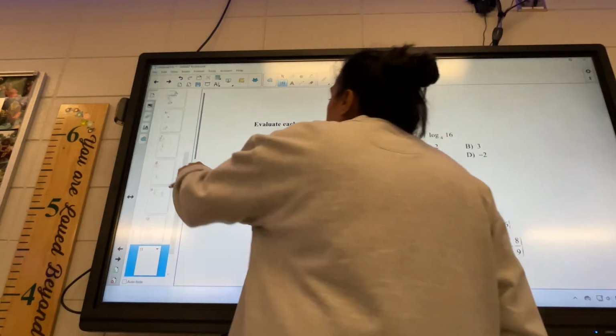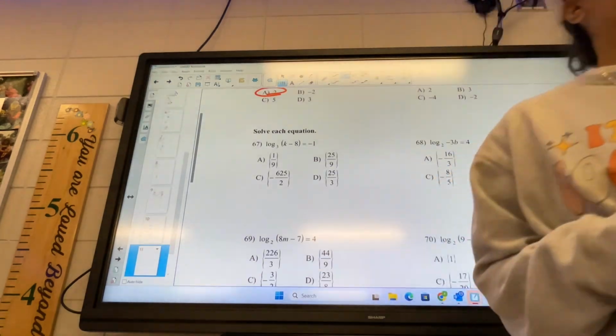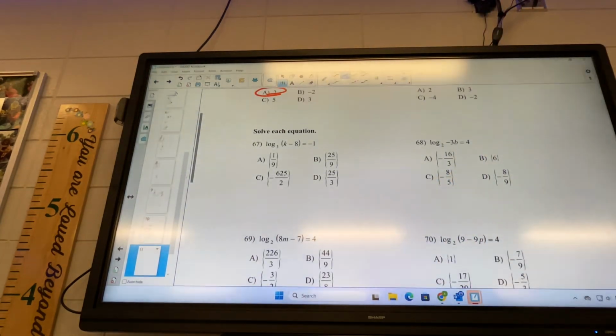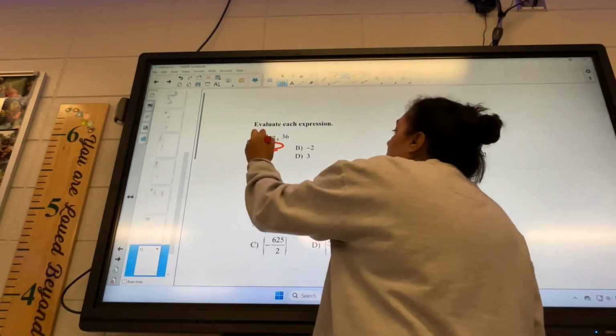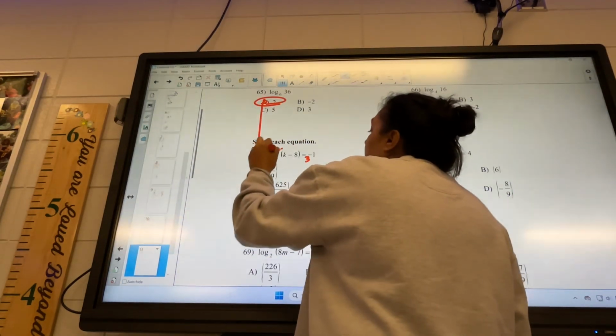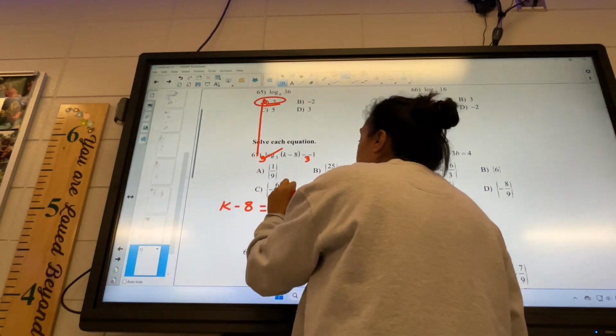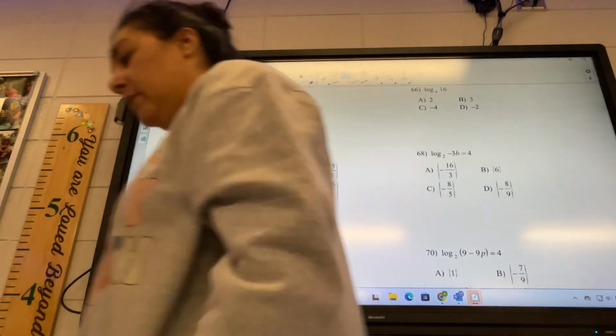Okay, 67, what do we gotta do? I don't know. We gotta take out the log 3. We gotta cross out the 3, so we need to raise both sides to the 3 power. Okay, so 3 and 3. So this is gonna look like k minus 8 equals 3 to the negative 1 power.